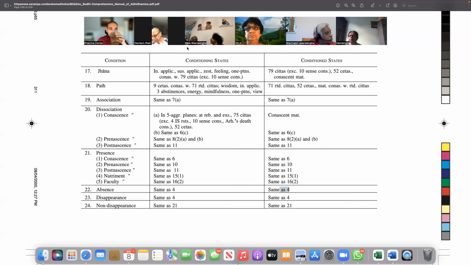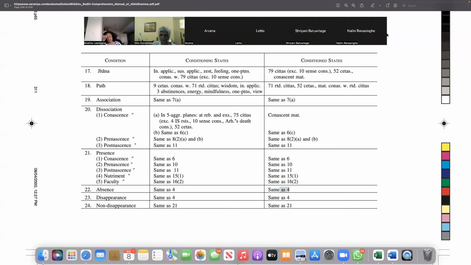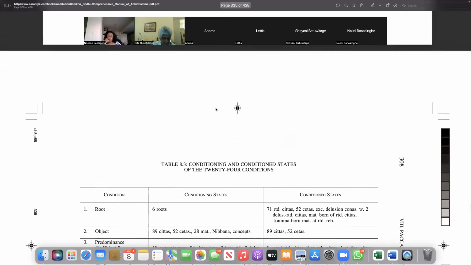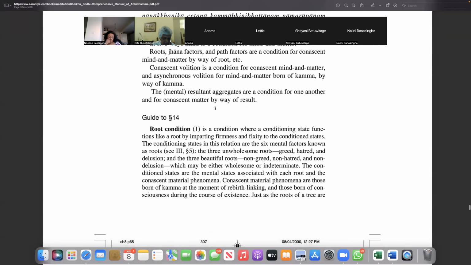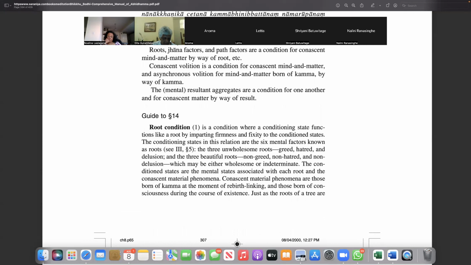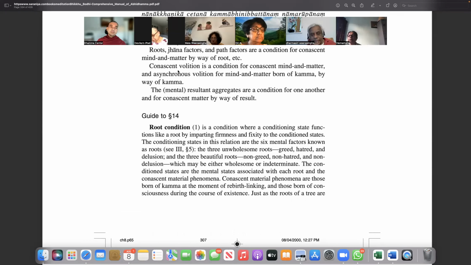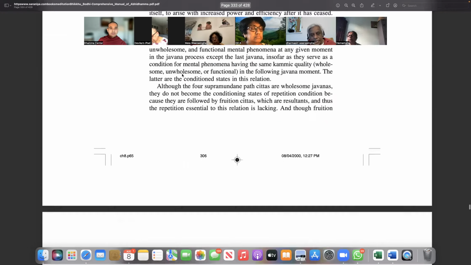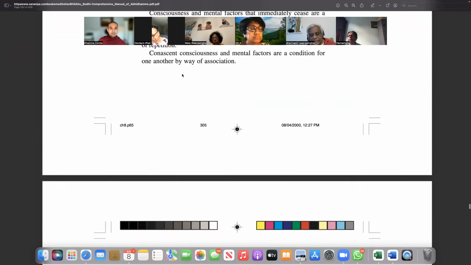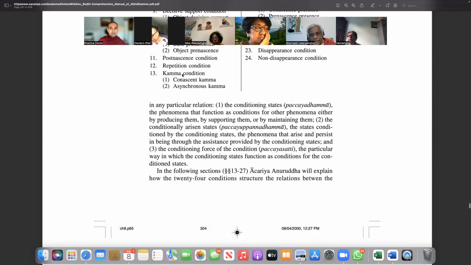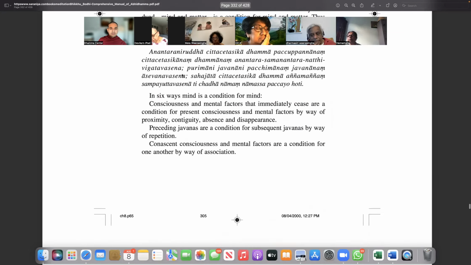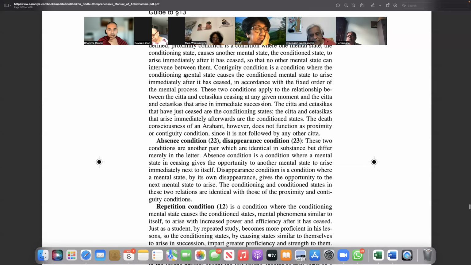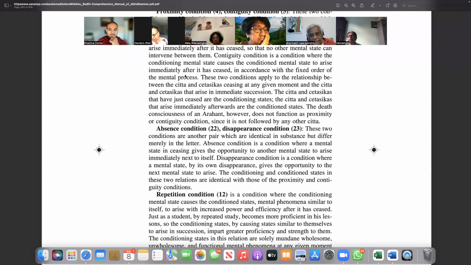I was repeatedly looking at it. It says these two conditions are another pair which are identical in substance but differ merely in the letter. So I'm considering, when it says differ merely in the letter, the first one says absence condition, the other one says disappearing condition, but it is the same. It is a condition where a mental state ceases and gives the opportunity for another mental state to start. But disappearing condition also says the same thing: by its own disappearance, it gives the opportunity to the next mental state to arise.